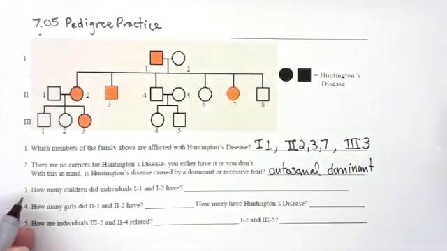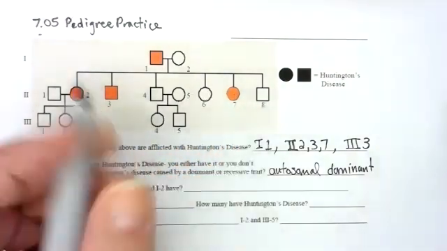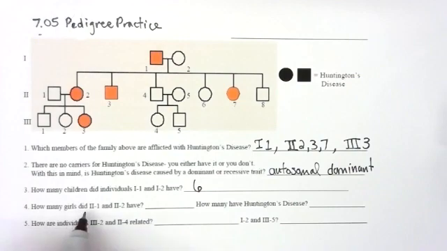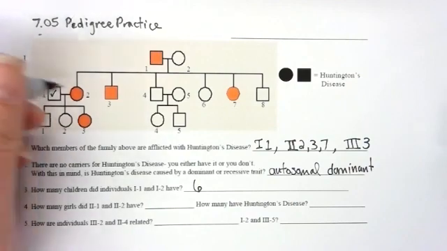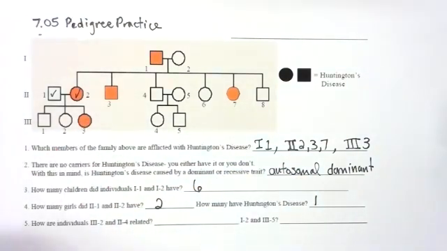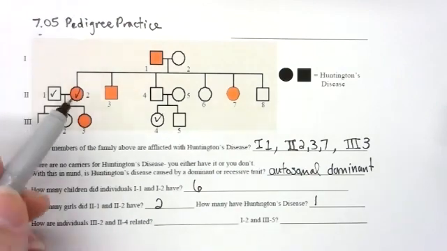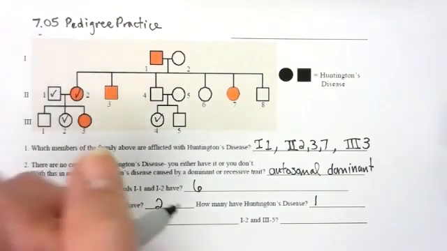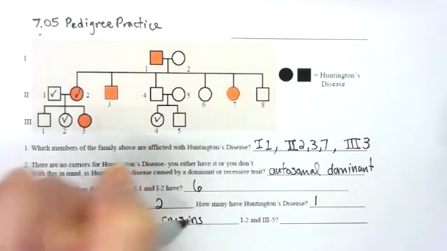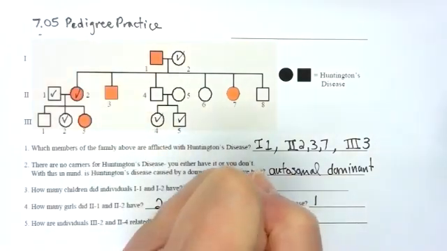How many children did individuals Roman numeral 1 and Roman numeral 2 have? They had 1, 2, 3, 4, 5, 6. How many girls did 2, 1 and 2, 2 have? So we're talking about this person and this person. They have 2 daughters and 1 has Huntington's disease. How are individuals 3, 2 and 3, 4 related? Their mothers are brother and sister, so they would be cousins. And Roman numeral 1, 2, and Roman numeral 3, 5? That would be a grandparent.